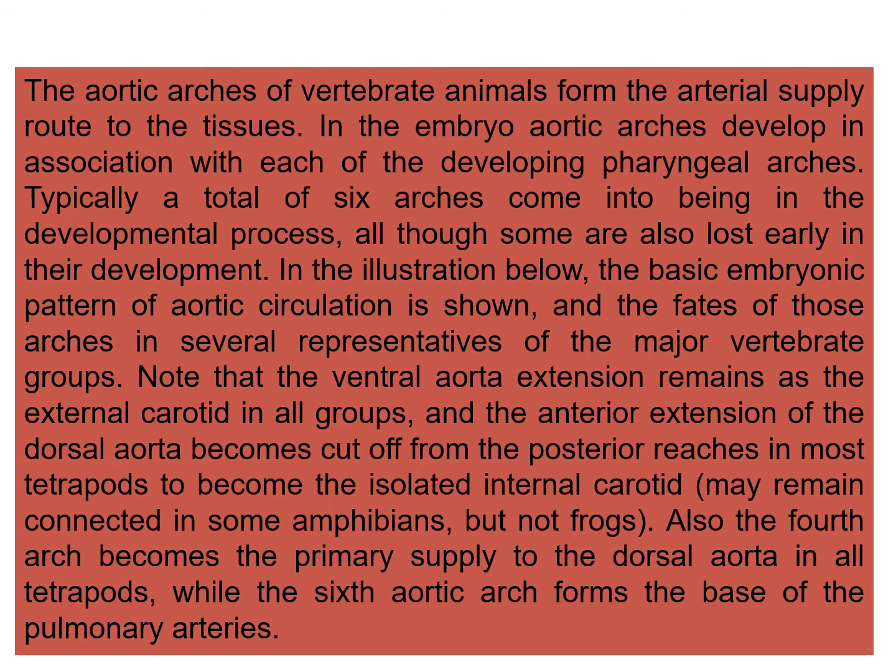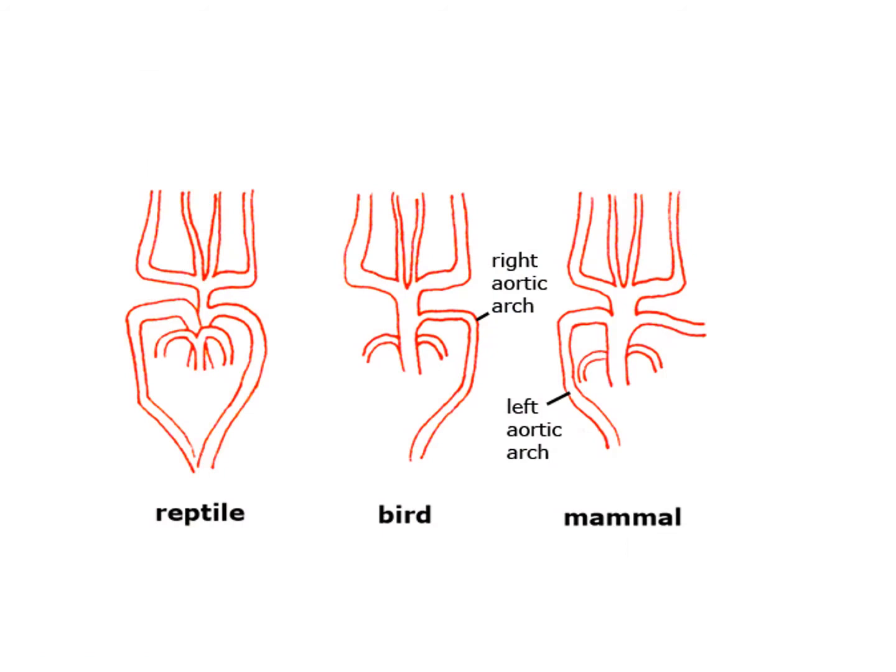Also, the fourth arc becomes the primary supply to the dorsal aorta in all tetrapods, while the sixth aortic arc forms the base of the pulmonary arteries. Here the picture shows the reptile in the case of Reptilia. In the case of birds, this is the right aortic arc. In the case of mammals, it is the left aortic arc.